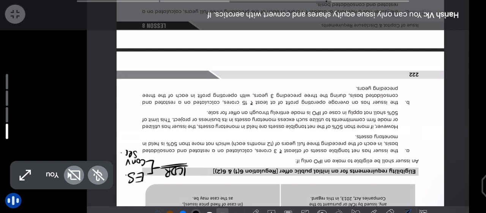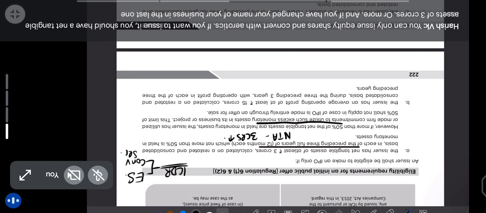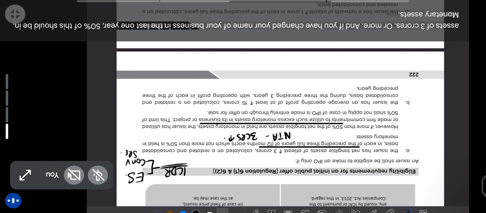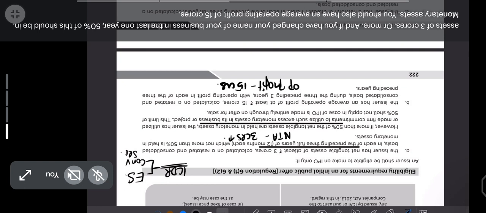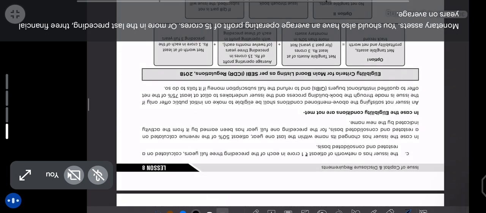If you want to issue it, you should have net tangible assets of 3 crores or more. And if you have changed your name of your business in the last 1 year, 50% of this should be in monetary assets. You should also have an average operating profit of 15 crores or more in the last preceding 3 financial years on average. And you should have a net worth of at least 1 crore.